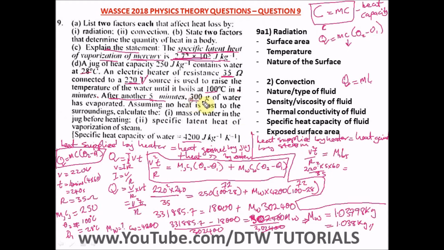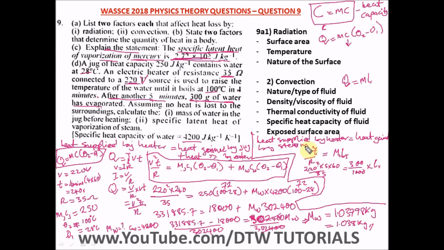It says 300 grams of water has evaporated, so this is the mass of the steam, 300 grams. You can see this is in grams, and all along it has been kilograms, so we have to convert grams to kilograms. In converting gram to kilogram, we divide by 1000. So we have 300 divided by 1000 times Ls, that's the latent heat of vaporization of steam.